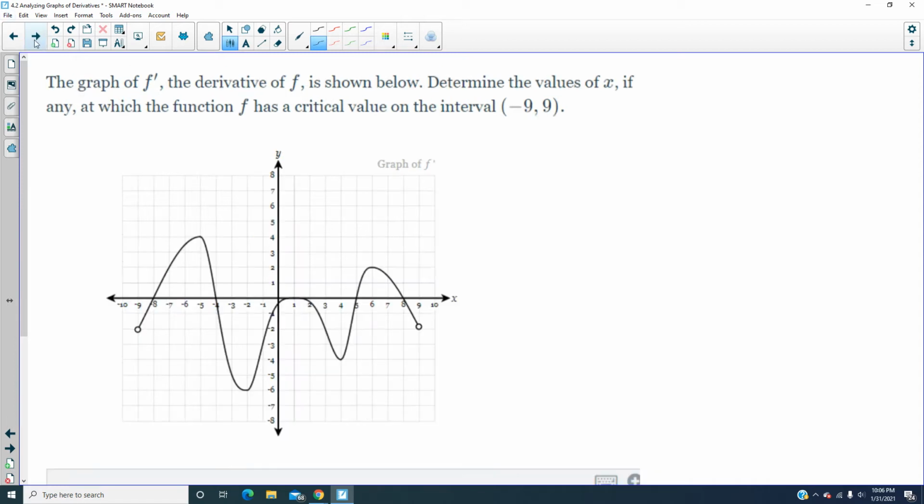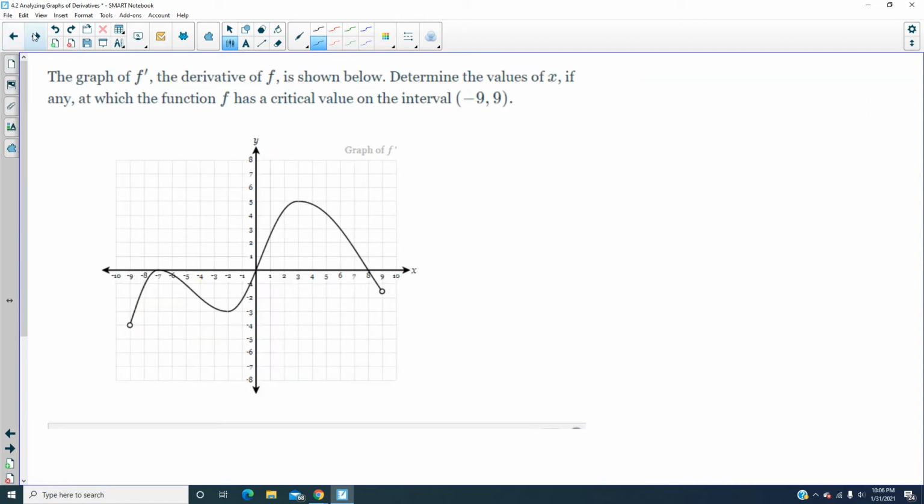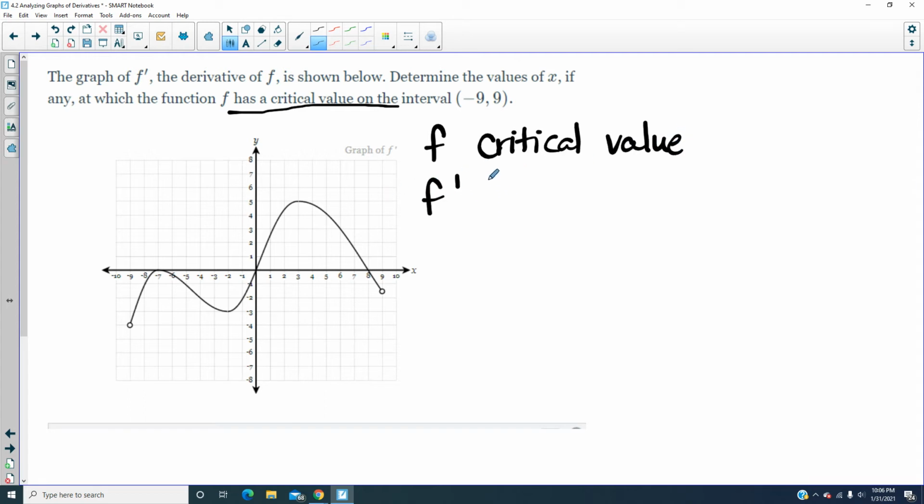Now we're looking for critical values. All right, critical values. Where does f have a critical value? So according to my chart again, f has a critical value whenever f prime either does not exist or equals 0. Now, on my graph, I've got these open circles at the endpoints, but I'm only looking on the open interval, so I don't have to consider these endpoints because they're not included in what they're asking me about.